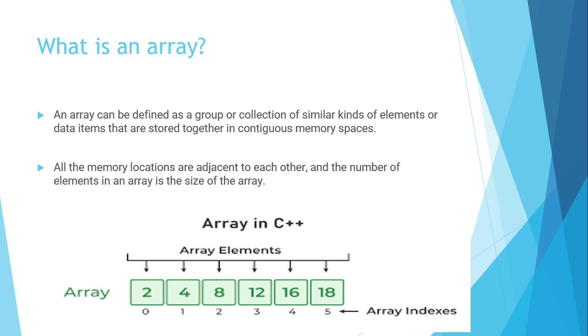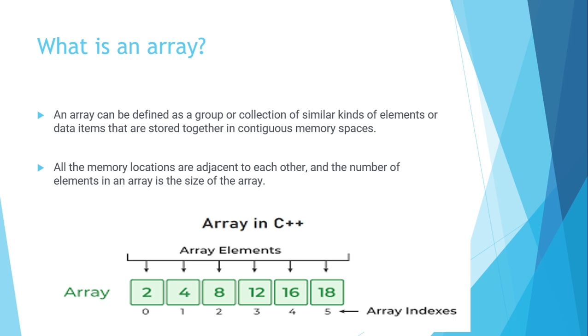So in an array, memory is allocated contiguously. All the memory allocations are adjacent to each other, and the number of elements in the array is the size of the array. Here we have to mention the size of the array. That is, how many elements we are going to store, for example 20 elements, 30 elements, 50 elements. That determines the size of the array.